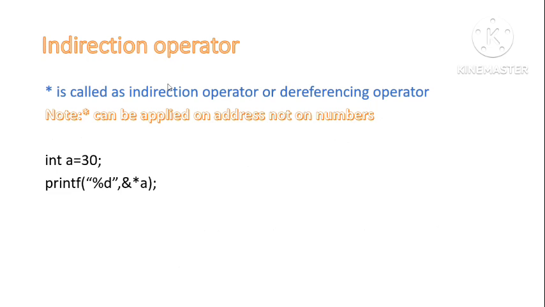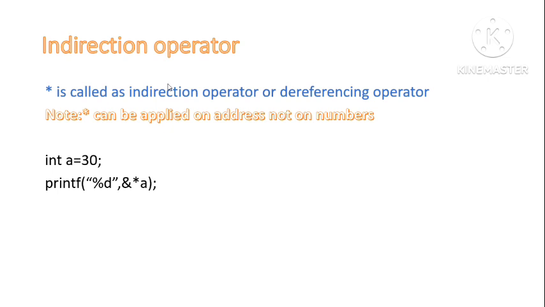Now what is the role of this indirection operator? This indirection operator is also called a dereferencing operator. When you use star with a pointer, that is called an indirection operator or dereferencing operator. But the constraint here is that star cannot be applied on numbers. It can only be applied on an address. Now we will take an example which proves that this rule is right.